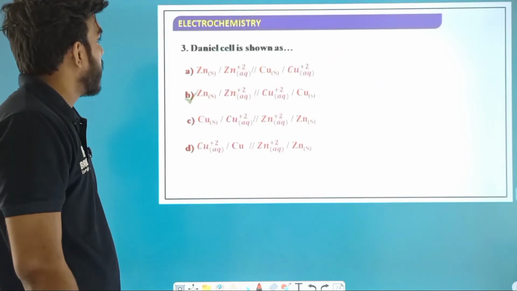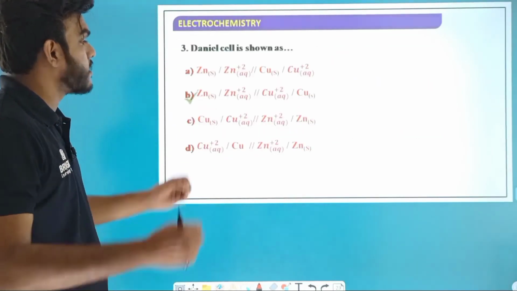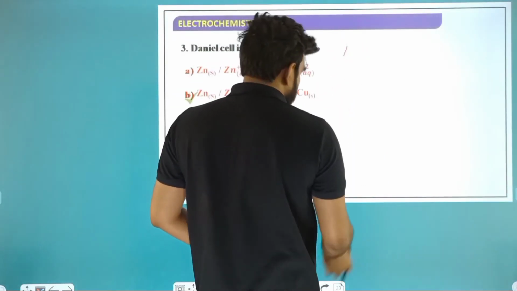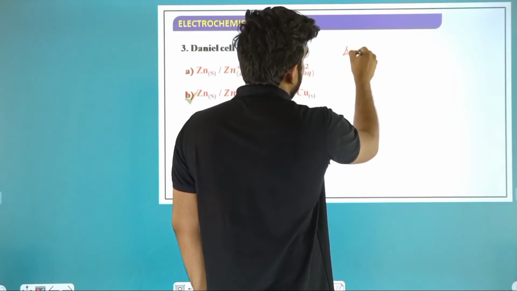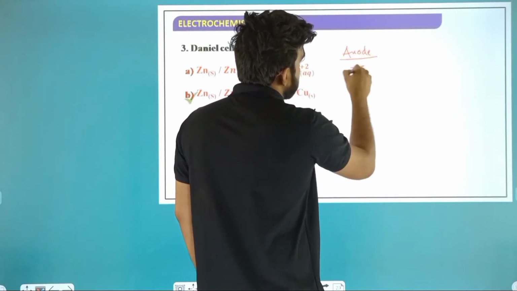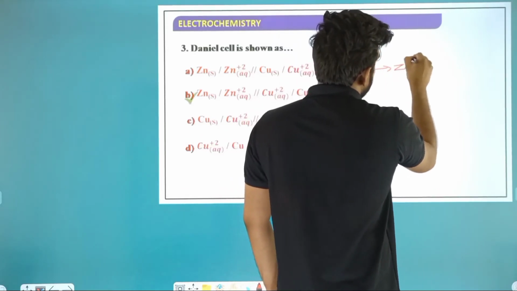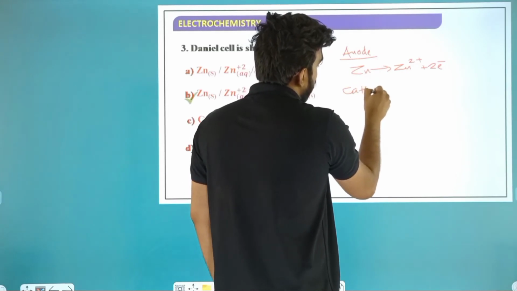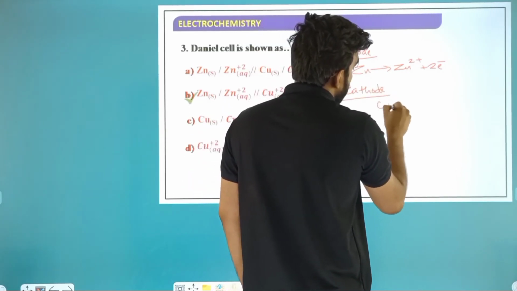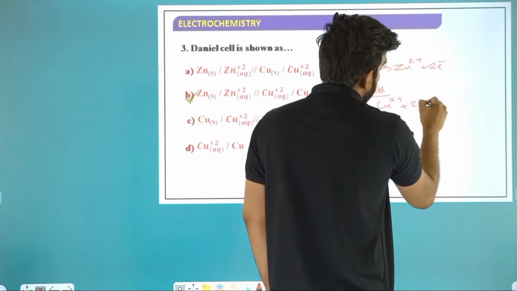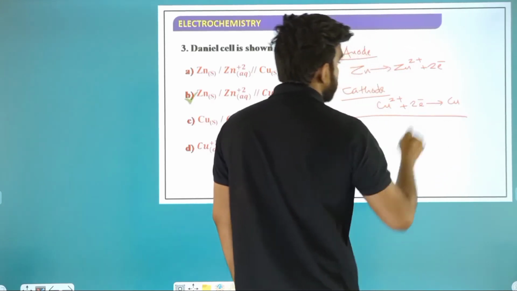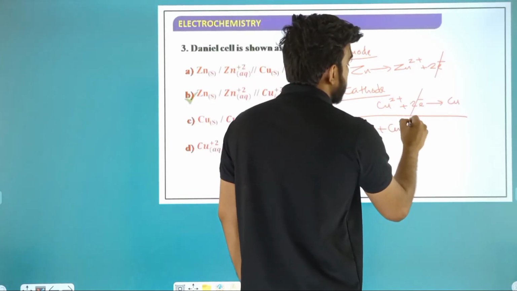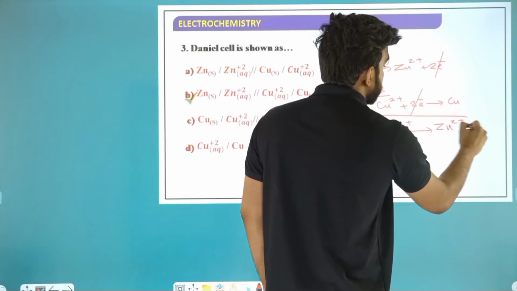So when we are moving further, what is the cell representation of a Daniell cell? At the anode, oxidation takes place, so we can write Zn gives Zn2+ plus 2 electrons. Then at the cathode, reduction takes place, so we can write Cu2+ plus 2 electrons gives Cu. In the overall reaction, the 2 electrons cancel each other: Zn plus Cu2+ gives Zn2+ plus Cu.